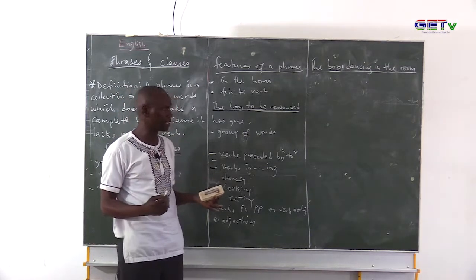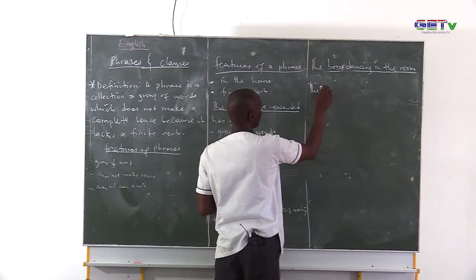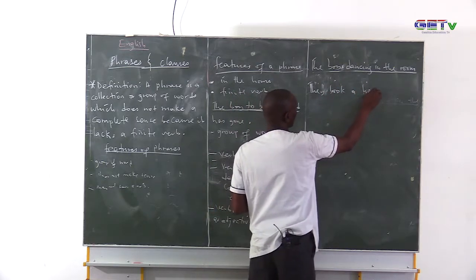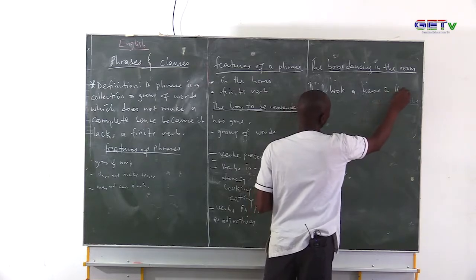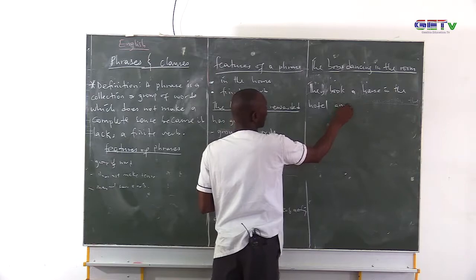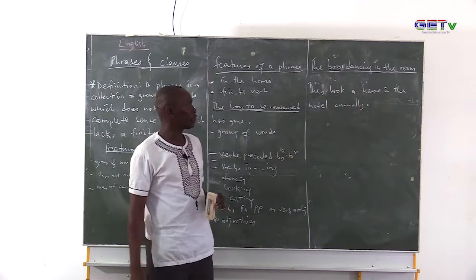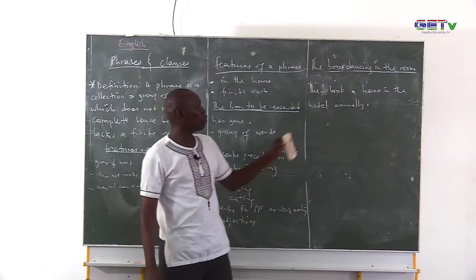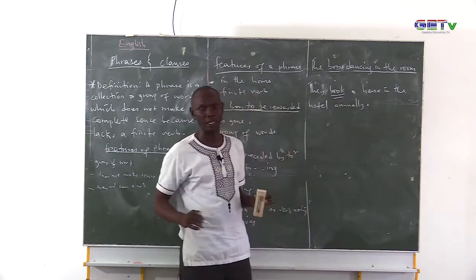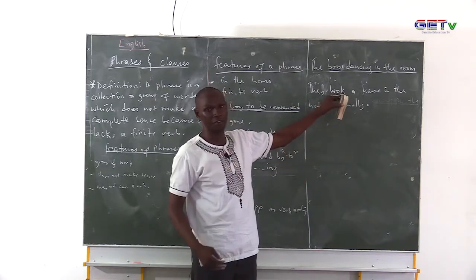If I say, for instance, they book a house in the hotel annually. Now, assuming this is an example given, they book a house in the hotel annually. By looking at the word book in this context, it's not acting as a noun. That's the role it plays. Here it is an action word. So it is acting as a verb.